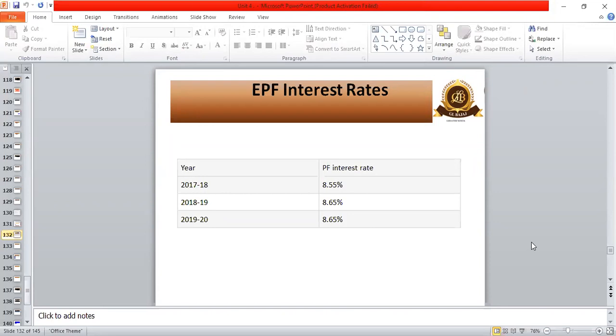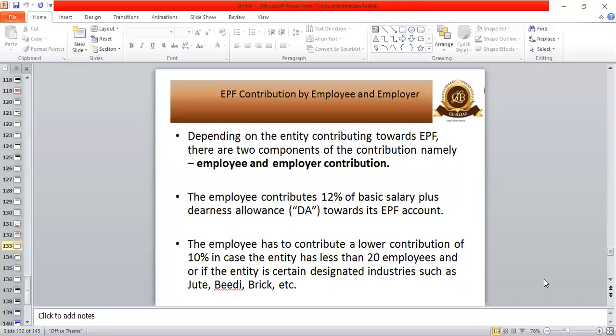And moreover, you are not just contributing 12% of your salary, the other 12% is being contributed by your employer. So you have a double benefit. You get a 50% contribution from the employer side, and then you get this interest rate as well on a yearly basis. So let's come to the EPF contribution by employee and employer. We'll discuss briefly about it.